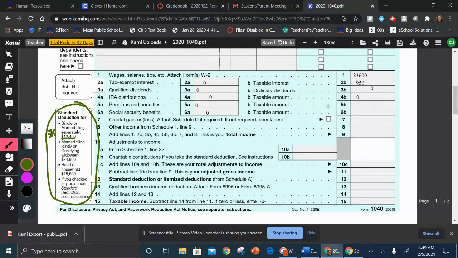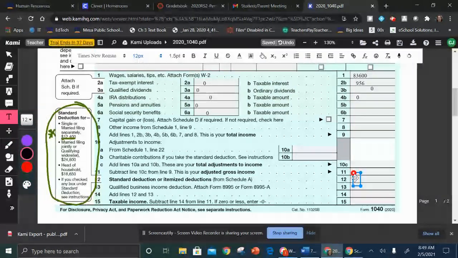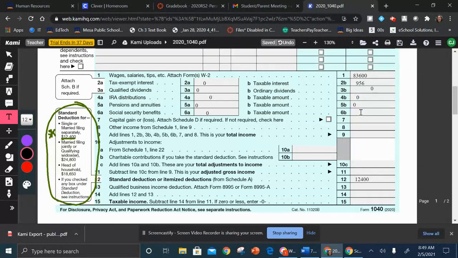So standard deduction, that's going to go right here. I just kind of click here and go back and forth. Capital gains, that would be from anything like a business that you have. Okay, and then we're going to add together, everybody. It says add together.